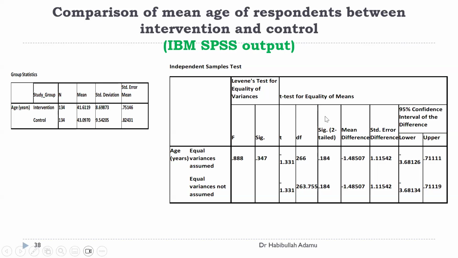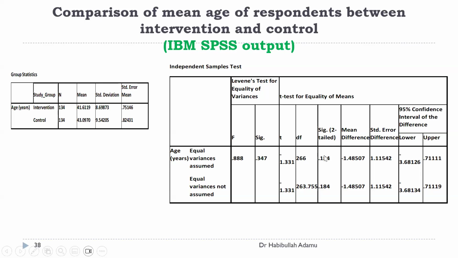So when you look at this column, the one that you see, that is the sixth column, where you see sig two-tailed. That is the p-value. That is the column for p-value. And you can see we have two p-values. One 0.184 and the one below also 0.184. They are the same, but they are not always the same.